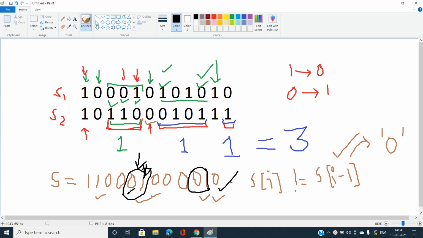Make a new string s such that when s1 of I is equal to s2 of I, I put the character 1, and otherwise I put the character 0. And whenever the consecutive character is mismatching and the previous character, that is s of I minus 1, is exactly equal to character 0, I need to increment my answer. And finally I also have to check if s of n minus 1 is exactly equal to the character 0, then I need to increment my answer again by 1. So let's move on to the coding part.